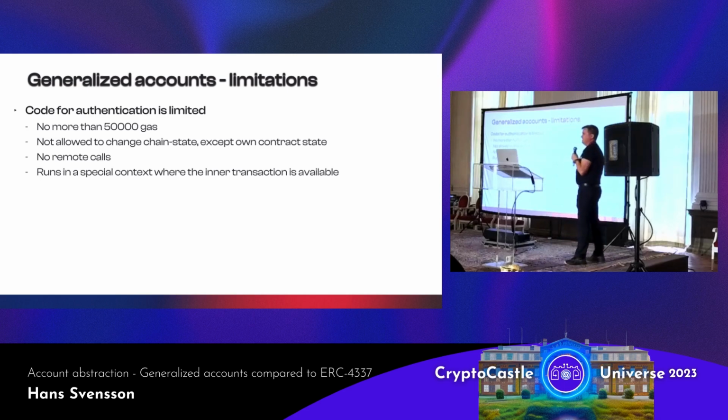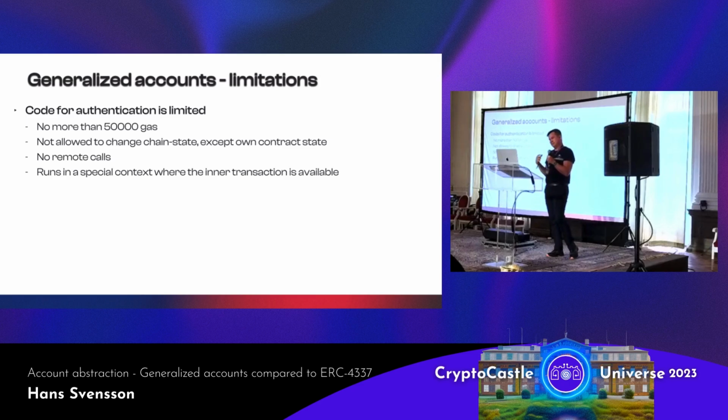You're not allowed to change the state of the chain in your authentication function, except for your own state, of course. You're not allowed to move tokens around in the authentication function; you have to defer that to the actual transaction. You can't do remote calls, and also this authentication function runs in a special context because we know that there is this wrapped transaction. For example, if you want to sponsor something, you might want to have a look at that transaction. So in this specific context, you can also look at it.